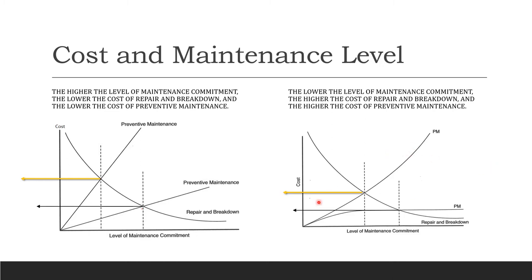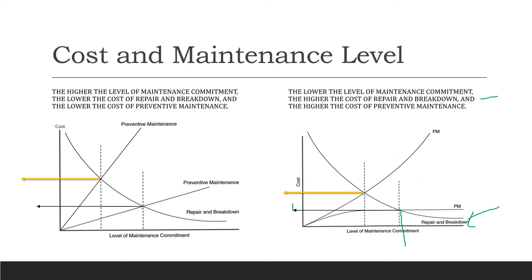Now let's take a look at this. So here, the lower the level of maintenance commitment, this line. And here is your repair and breakdown right there. Looking at this one, repair and breakdown. This is my repair and breakdown line, this curved line like that. So the lower the curve, the lower the repair and breakdown cost. The higher the level of maintenance commitment, the lower the cost of repair and breakdown.